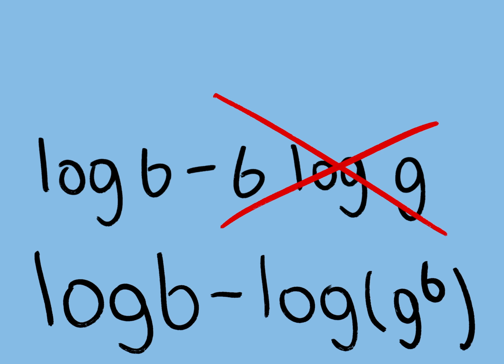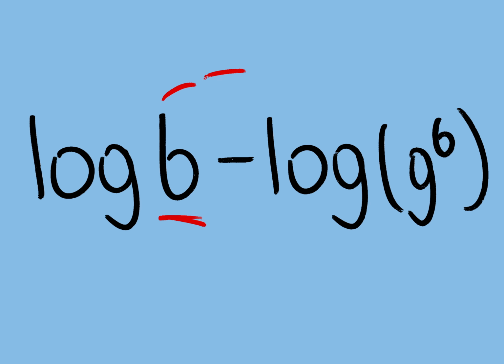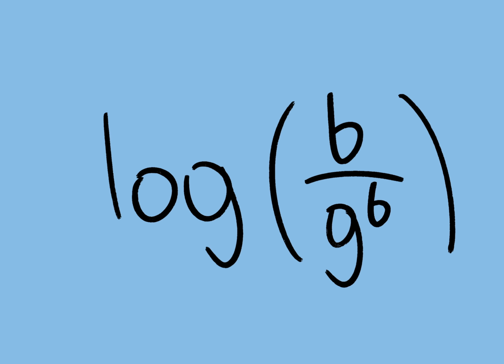Next, we're going to use the quotient property, which says that subtracting logarithms is the same as taking the log of a fraction. So that means that log b will go on top of g to the power of 6, becoming log b over g to the power of 6.